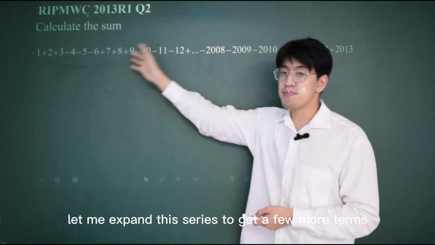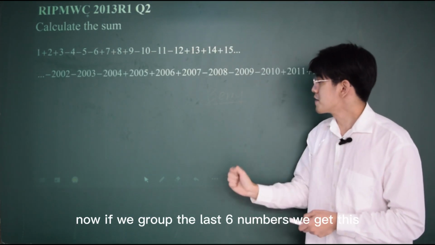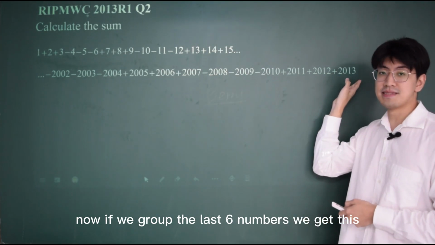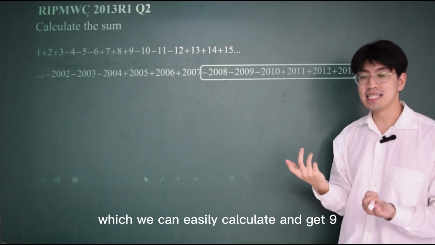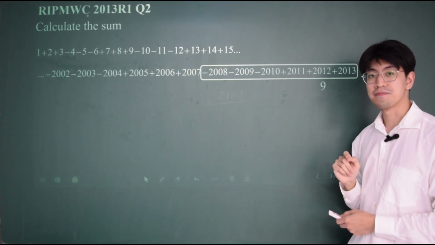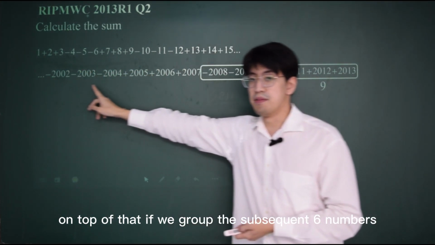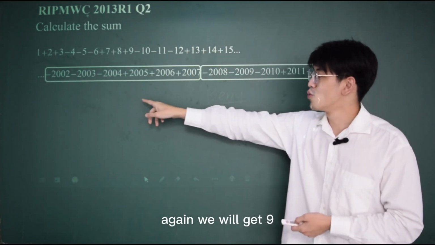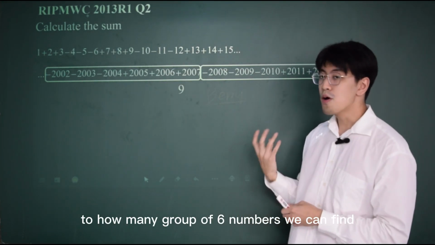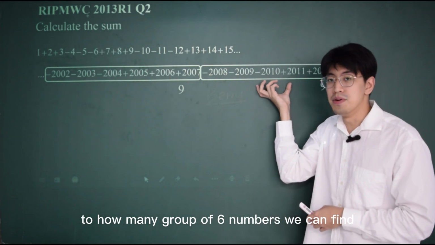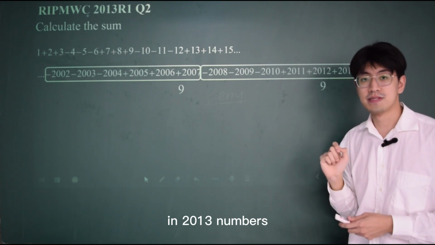Let me expand this series to get a few more terms. Now, if we group the last 6 numbers, we get this, which we can easily calculate and get 9. On top of that, if we group the subsequent 6 numbers, again, we will get 9. So it comes down to how many groups of 6 numbers you can find in 2013 numbers.